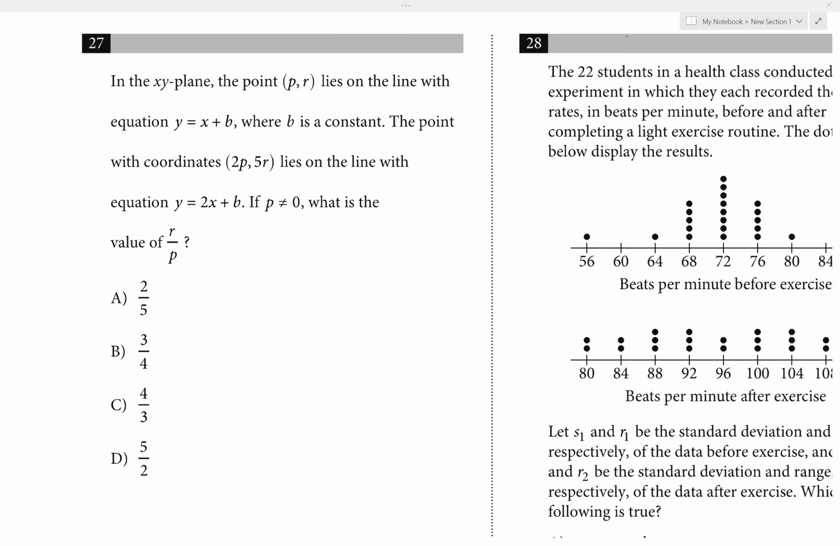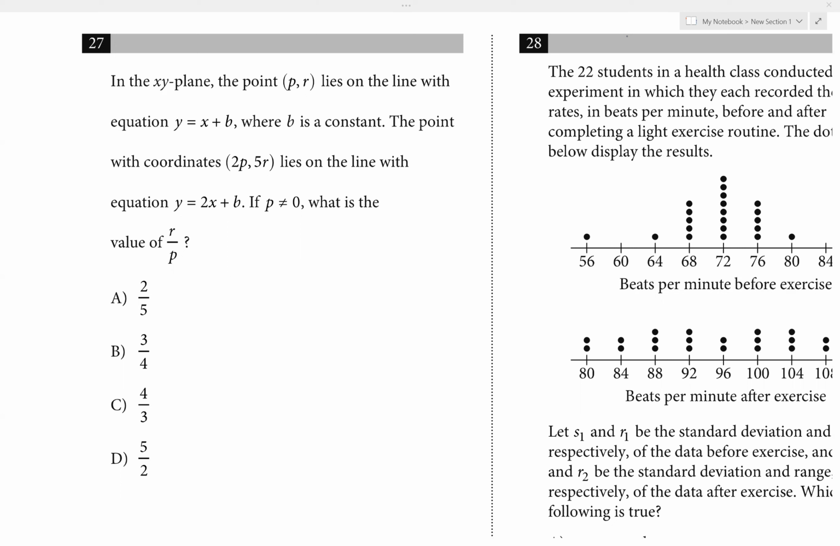All right, number 27. In the xy plane, the point (p, r) lies on the line with the equation y equals x plus b, where b is a constant. The point with the coordinates (2p, 5r) lies on the line with the equation y equals 2x plus b. If p is not equal to 0, what is the value of r over p?